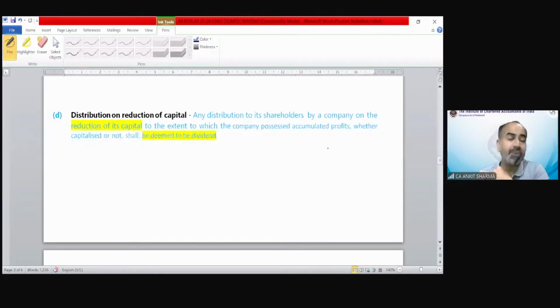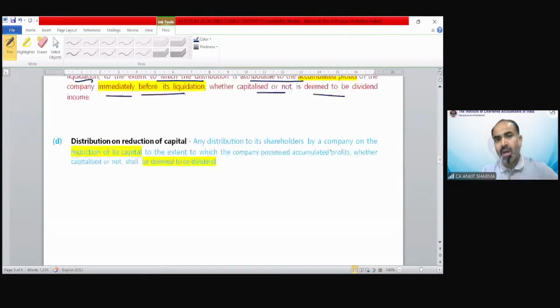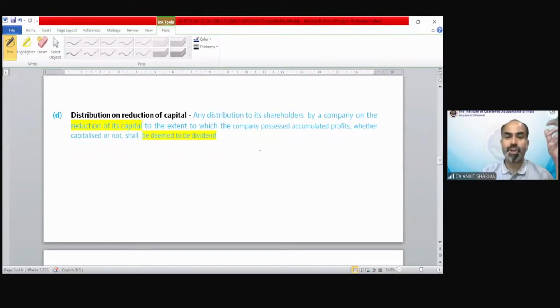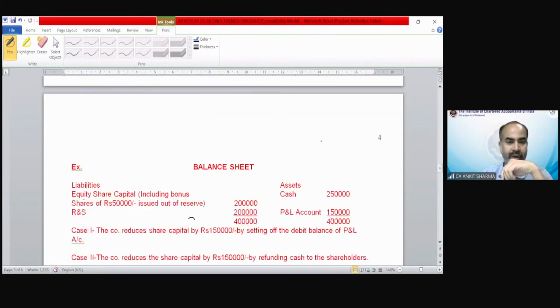If the company distributes debenture, deposit certificate, etc., or bonus share to a preference holder, that is going to be deemed dividend. If the company distributes on liquidation of a company, that is going to be deemed dividend. And the D point says any distribution to its shareholder by a company on the reduction of its capital, to the extent, same concept, the company possesses accumulated profit, whether capitalized or not. Here is the example.